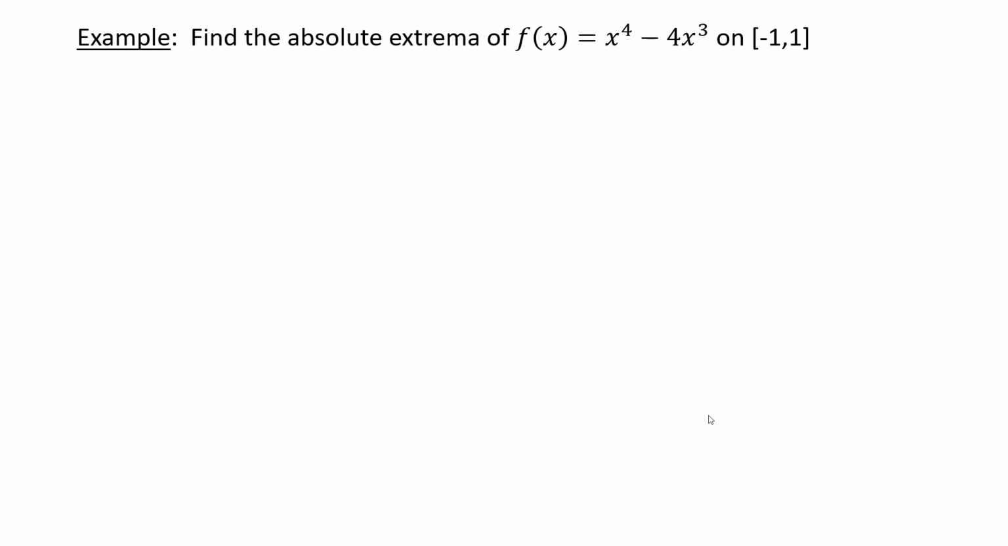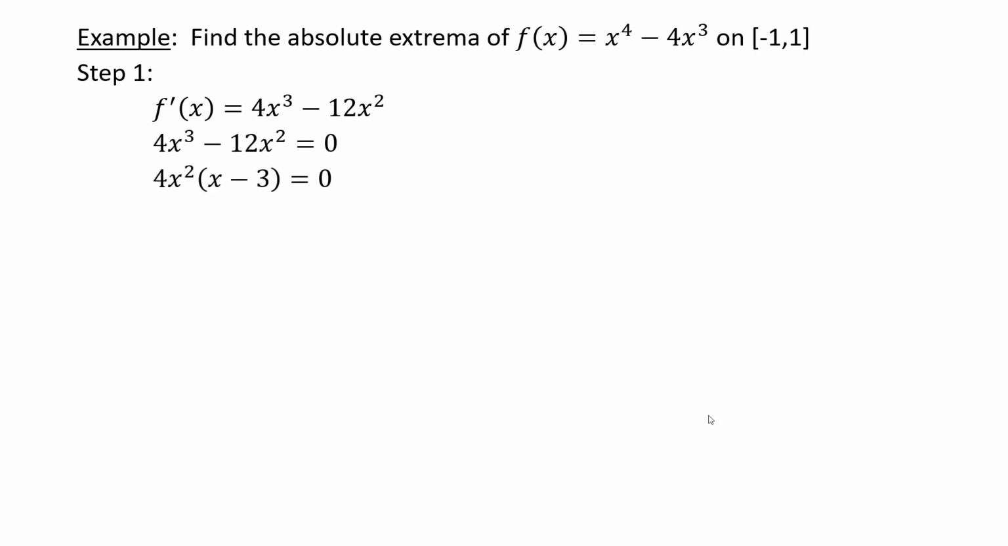Let's find the absolute extrema of x to the 4th minus 4x cubed from negative 1 to 1. First thing, find those critical values. The derivative is 4x cubed minus 12x squared. We'll set that equal to 0. Factor out that 4x squared and set the factors equal to 0. That's going to give me 0 and 3.